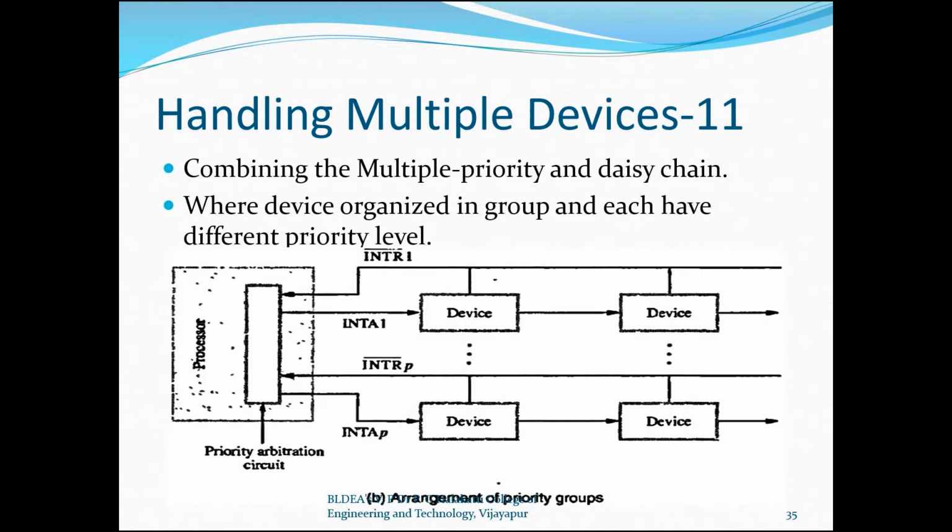So we shall see one more arrangement. This is arranged on priority based on the grouping. Now we are going to combine the previous two schemes, that is multiple priority and daisy chain. Both we are combining here, and we are going to design one more combination where devices are organized in groups, and each group will have a different priority level. Within a group, devices are connected in a daisy chain.